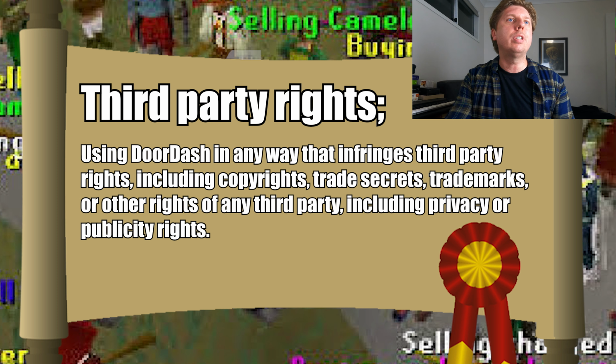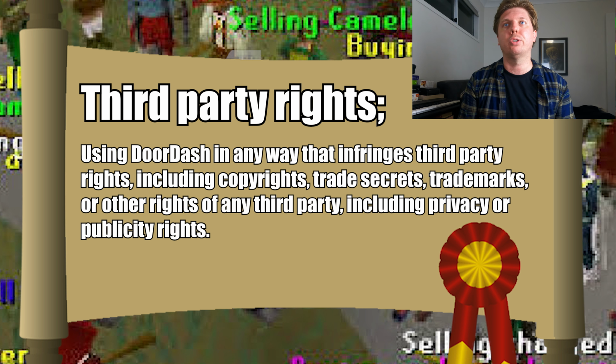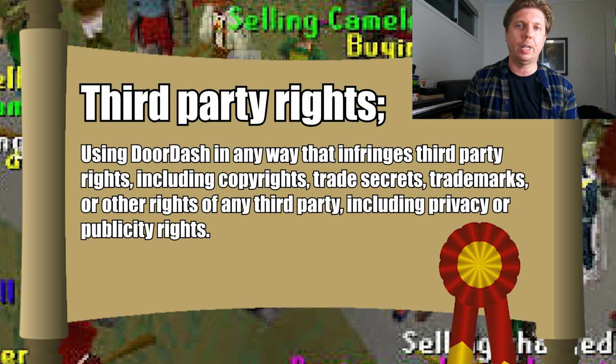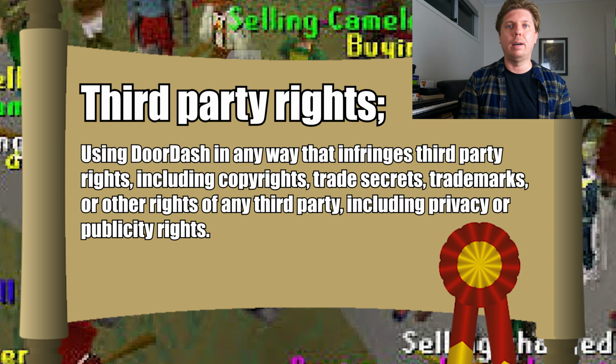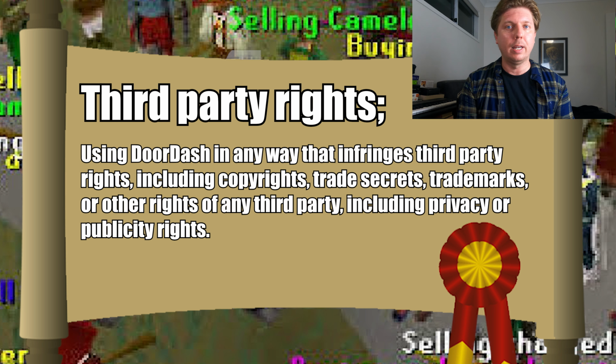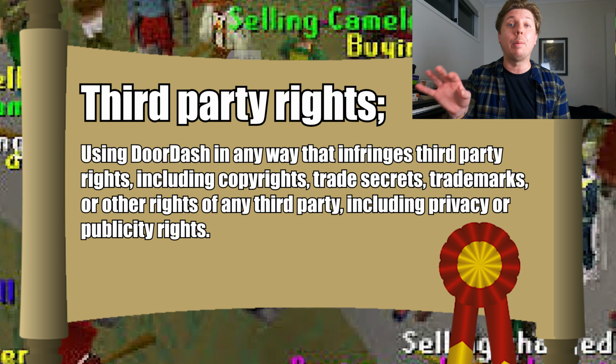And third-party rights, using Doordash in any way that infringes third-party rights, including copyrights, trade secrets, trademarks, or any rights of any third party, including privacy or publicity rights. So yeah, guys, if you have an account with Doordash and then, for whatever reason, you start running some kind of marketing event to pretend that you are Doordash or that you are affiliated with Doordash, Doordash can deactivate your accounts that way. You're in violation, using their branding, their copyright, their IP for your own commercial gain or commercial purposes. So yep, can't do that.